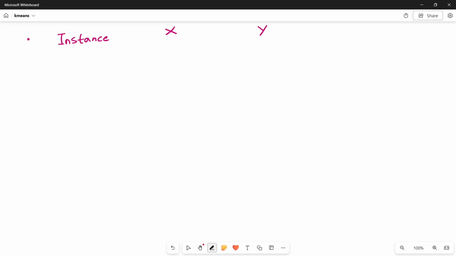For example, if we talk about iris flowers, this can be, let's say, the petal length, and this can be the sepal length. Based on this we want to classify the different iris flowers together. And let's say the length is in millimeters.